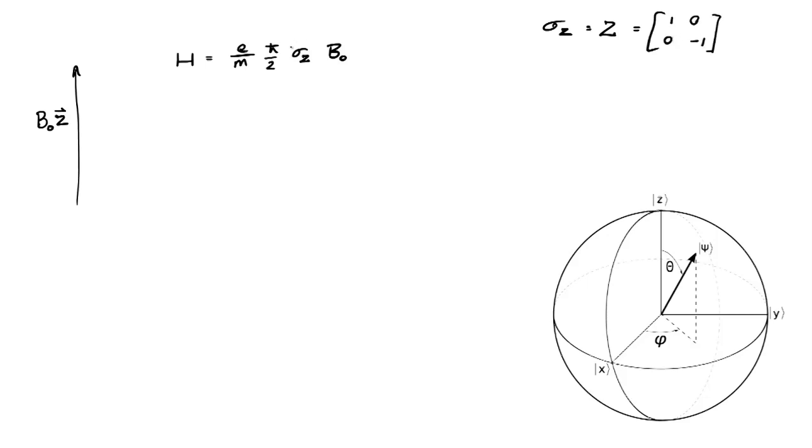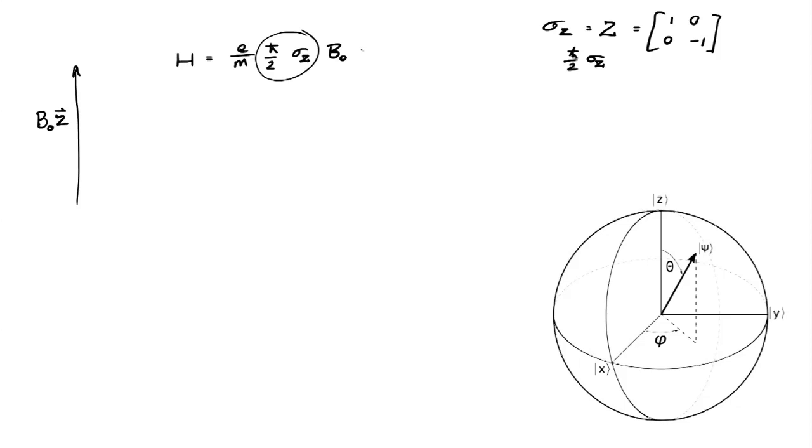So remember that the electron is a spin half particle. Its spin takes on one of two values. And in fact, these two values are plus h bar over 2 and minus h bar over 2. So the spin observable in the z direction is just h bar over 2 times sigma sub z. So that's our observable, that's the spin in the z direction. And then we multiply by e over m. So this is what gives us the magnetic moment, and we are multiplying that by B0.